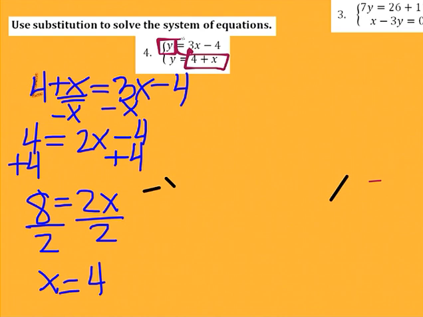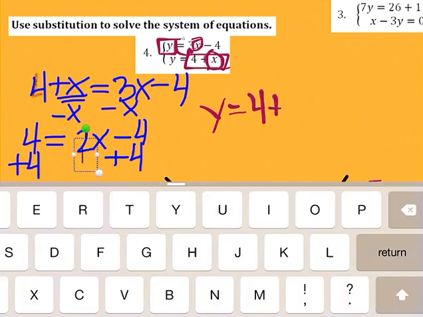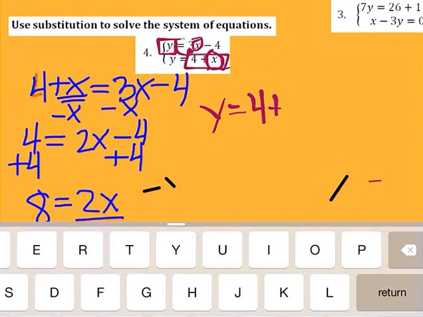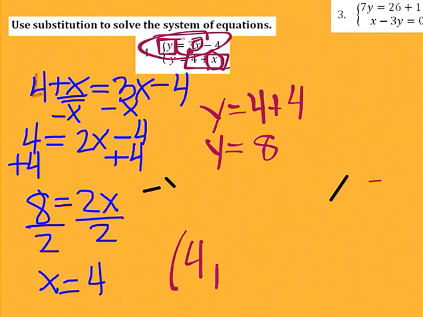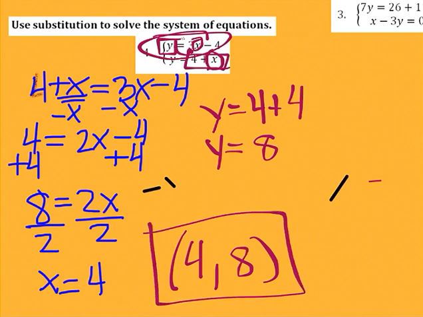Now I know what x is equal to, so I can plug it in for this x here or that x there. It doesn't really matter. Let's just plug it into the bottom one just for fun. I'm going to keep everything else in the equation the same, except instead of writing x, I'm going to write what x equals, which is 4. So x is equal to 4, and then y is equal to 4 plus 4, which is 8. If you had plugged it into this top equation, you would have gotten the exact same answer. If not, then you did something wrong. So I have (4, 8) as my solution for number 4.